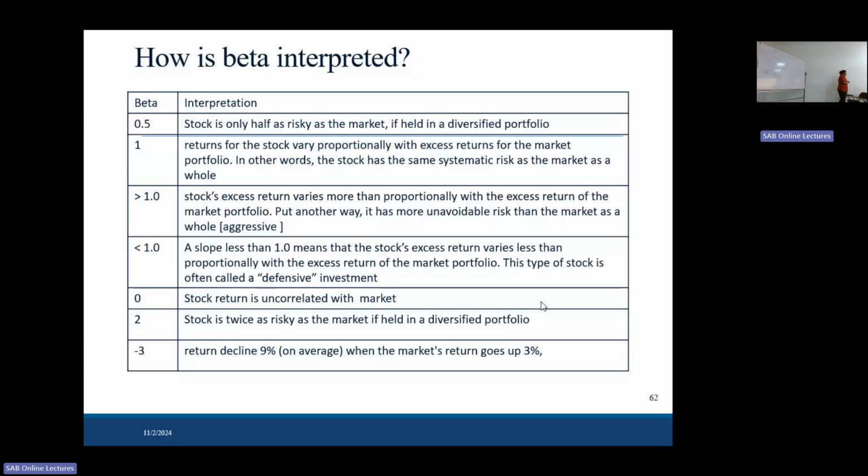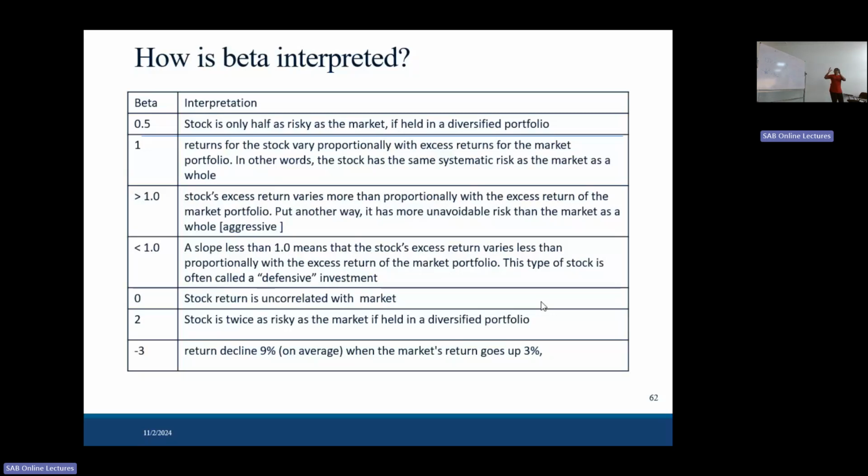But on the other side is the risk. If the market decreases by 1%, how about the systematic risk? It is high. When the beta coefficient is greater than 1, systematic risk is high. When the beta coefficient is less than 1, systematic risk is low.